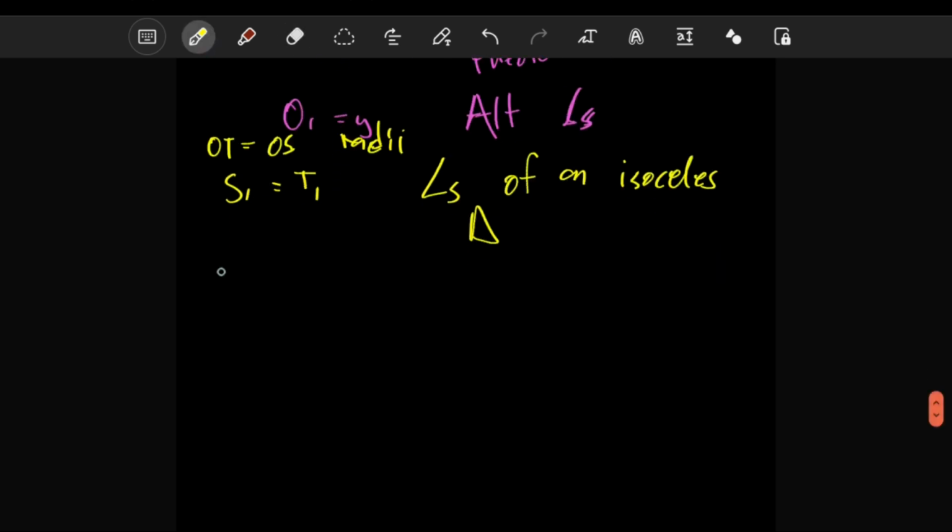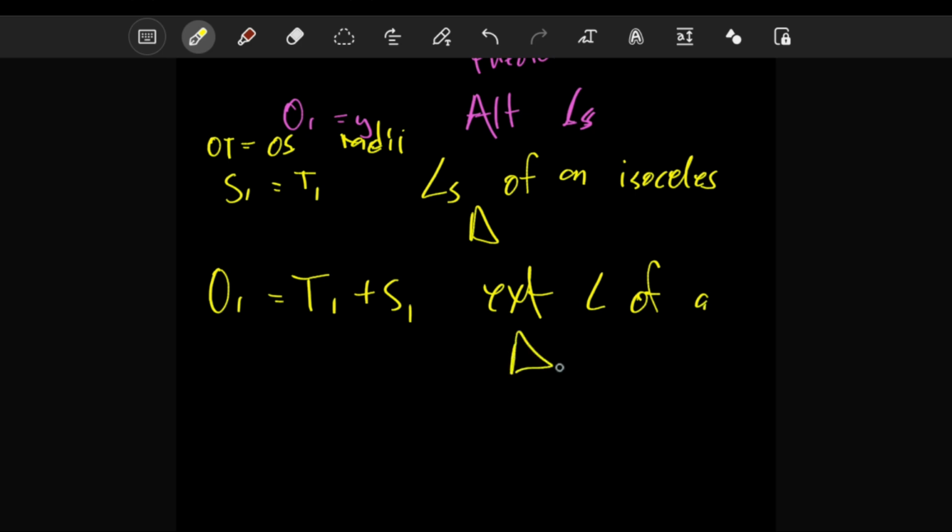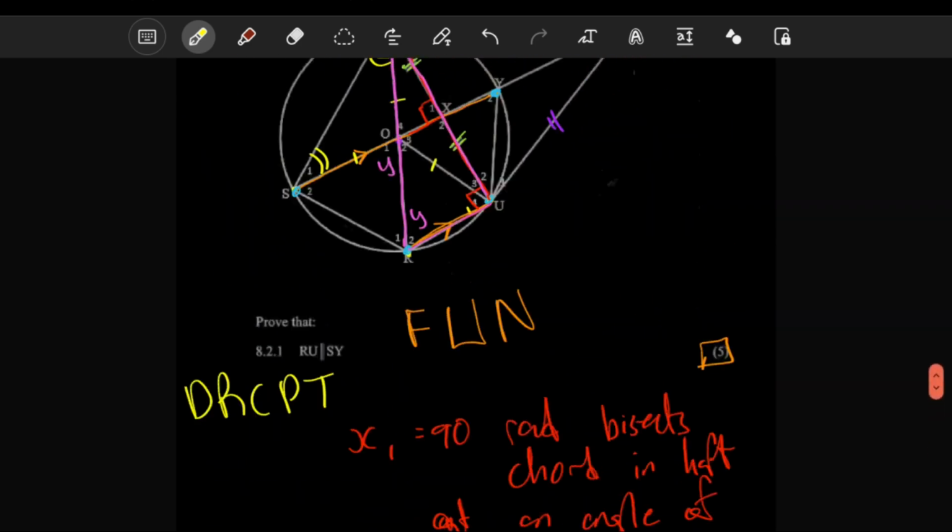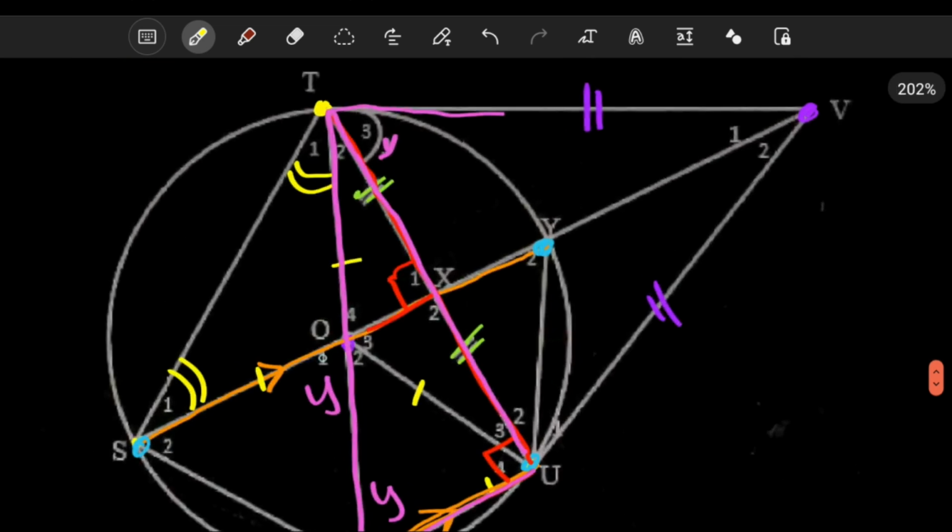So here we said O1 is equal to T1 plus S1. The reason is exterior angle of a triangle. Remember, an exterior angle of a triangle is equal to the sum of the opposite interior angles. Like this one here is equal to these two combined. You need to know your geometry laws. You'll be fine. This is equal to these two combined.